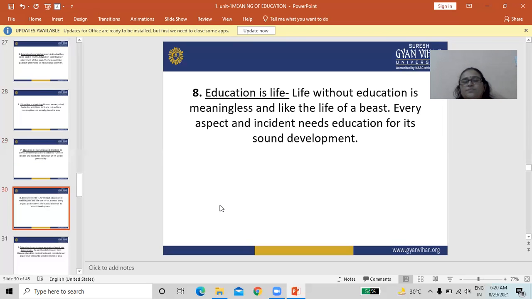Education is life. Life without education is meaningless. And like the life of a beast, every aspect and incident needs education for its sound development. So, education is the life. Without education, our life is meaningless.